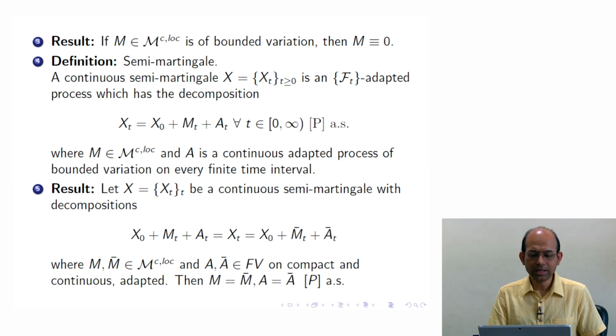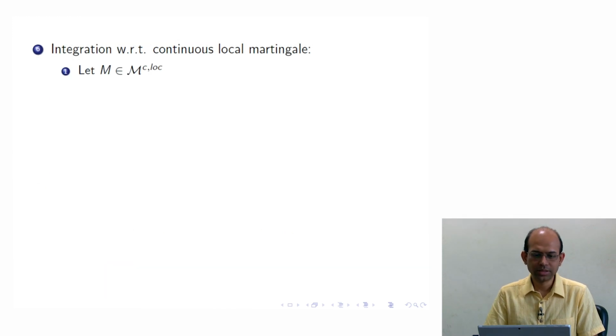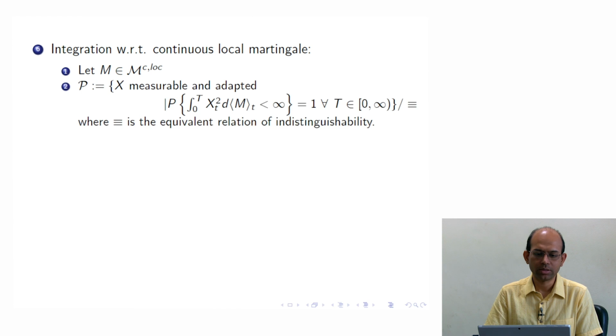Then this M and M bar would be equal with probability 1, and A and A bar would also be equal with probability 1. That means they are indistinguishable. Now we describe how we actually go about integrating with respect to a continuous local martingale.